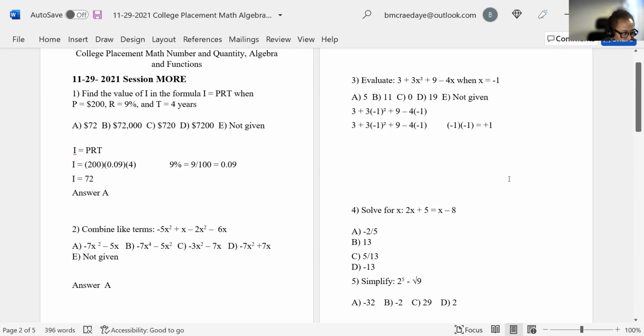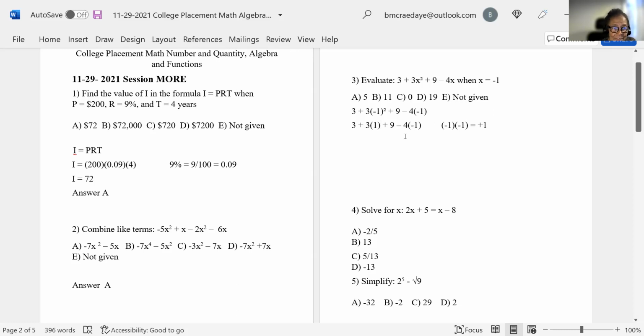Number 3. You said B. How did you get B? I say 3 and 3 is 6 and 9 is 15. Minus 4 is 11. I add 3 and 3. Okay. Because we already do, minus 1 times minus 1 is a plus 1. So if we square that, that would just be 1, right? So let's take the square because we did it.